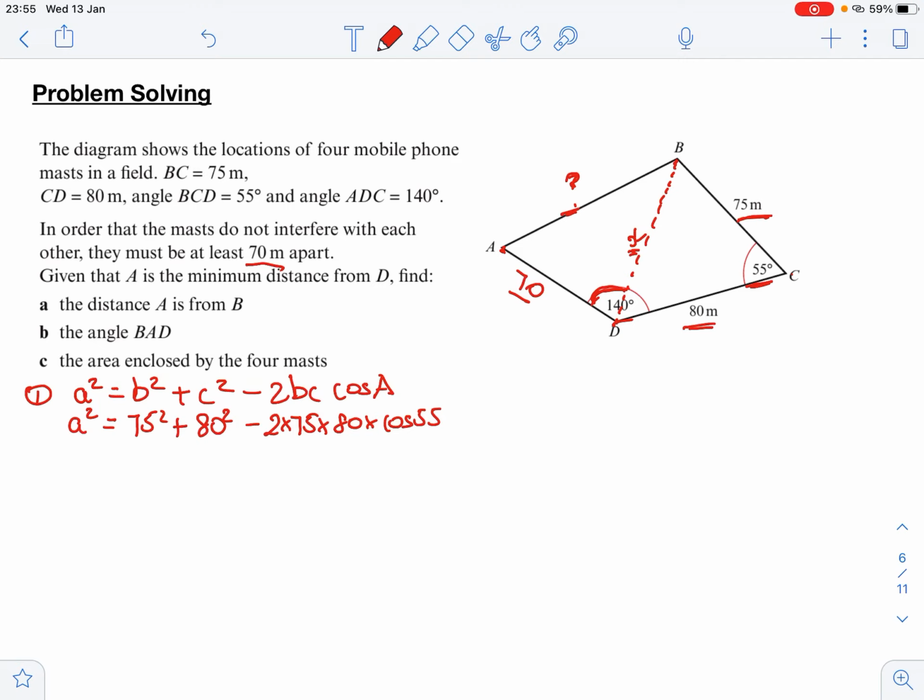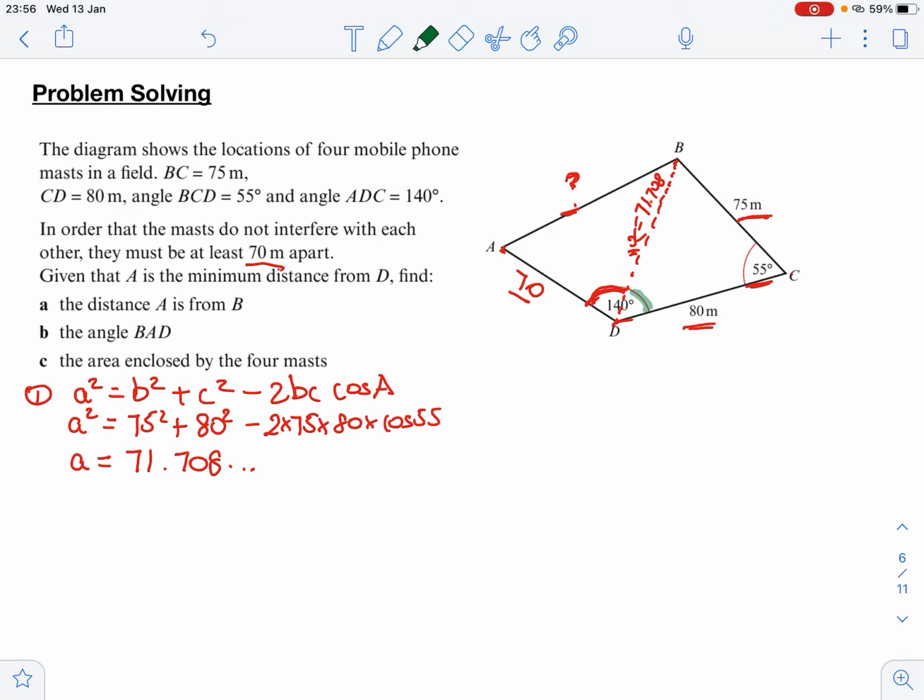This is just typing into your calculator, then square root your answer. So you should get a equals 71.708. So we know our x is equal to 71.708. Now we want to find out this missing length. We can do this by finding out this angle here first.